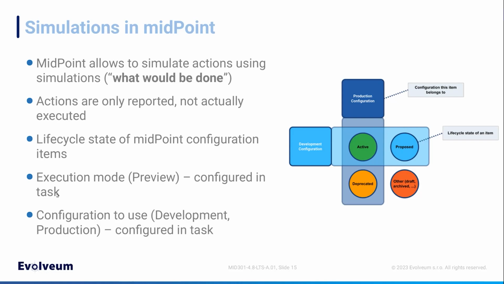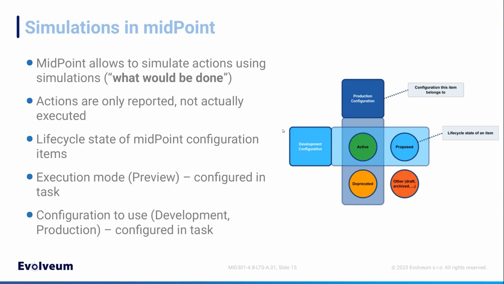Then execution mode. If you would like to simulate, then the task which you use must be executed in execution mode preview. This is turning on the simulation. And finally, when you are running simulations, in the task, you must select the so-called configuration to use, which is either development or production. That's configured in the task, and it means this.